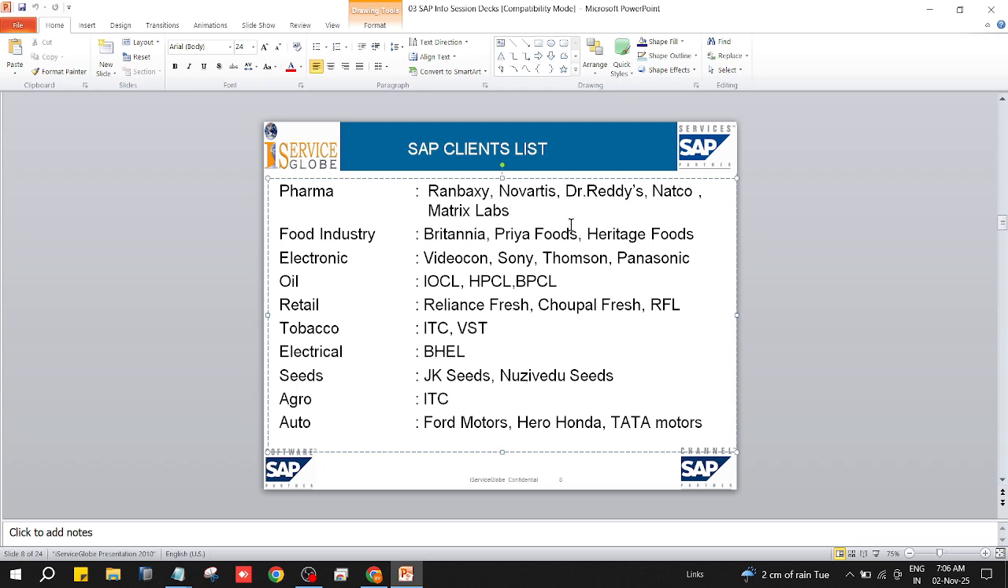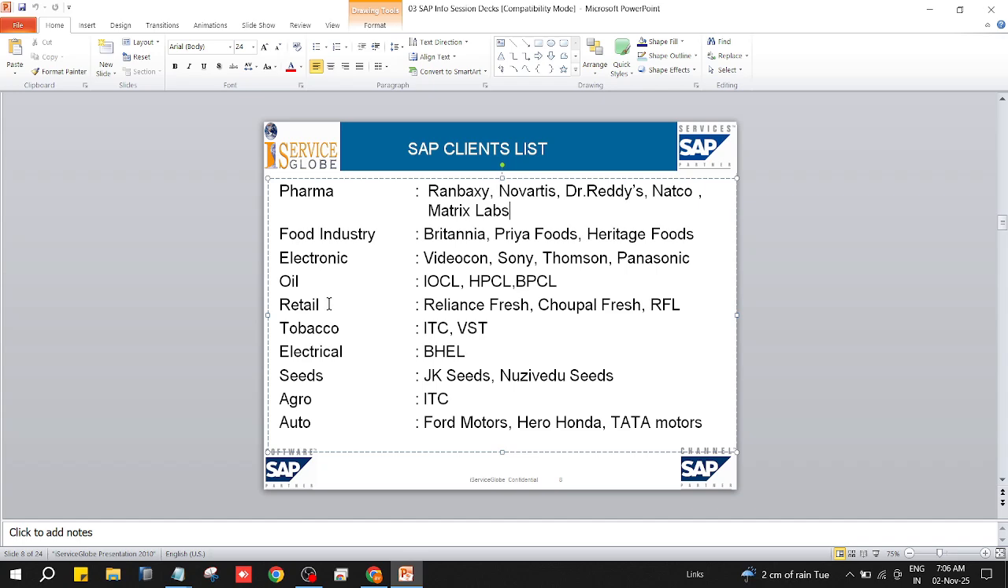Second, the food industry: Britannia, Priya Foods, Heritage Foods have also implemented SAP. Topmost food industry specific. Electronics: Videocon, Sony, Thomson, Panasonic, the electronics area also. Oil and gas industries: Hindustan Oil Corporation Limited, Indian Oil Corporation, Bharat Petroleum Corporation. These companies are also using SAP in oil and gas. Even Reliance Industries.